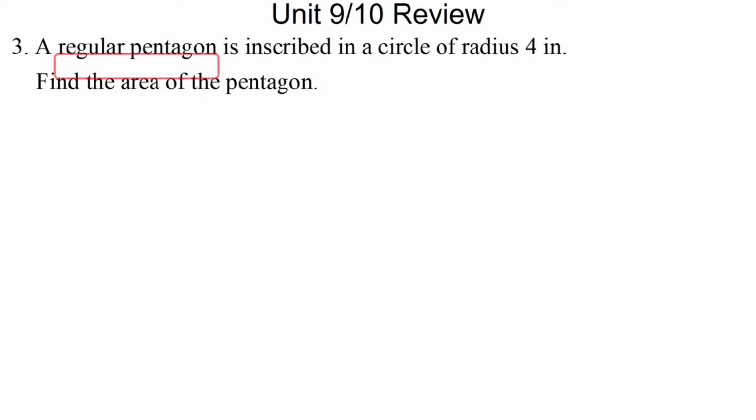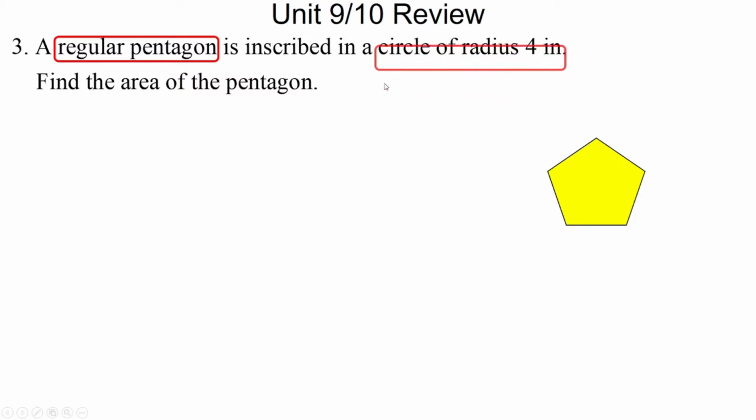Okay, so a regular pentagon, we'll go back to geometry. Remember, a regular pentagon is a 5-sided figure that is equilateral and equiangular. It looks something like that right there. All of the interior angles will have the same measure, and all of the sides will have the same measure. And this is inscribed in a circle. So inscribed in a circle, that would look like that.